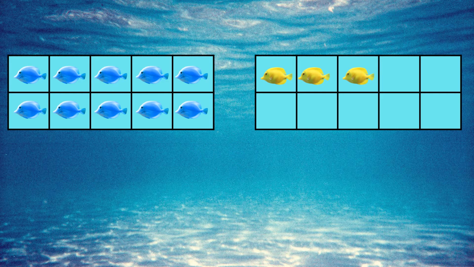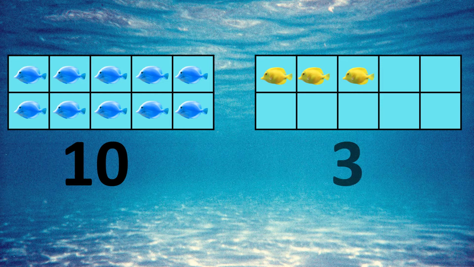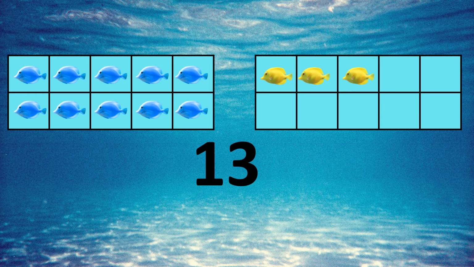Look at this model. We have a full 10 frame with blue fish. So we know that there are 10 blue fish. The other frame has 3 yellow fish. So we can think about it like this: 10 and 3 more. 10 and 3 more is 13. One full 10 frame and 3 more fish equal 13 fish altogether.